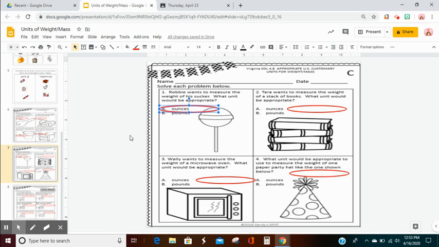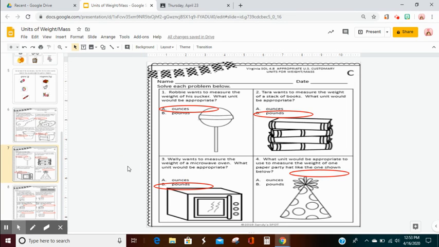Tara wants to measure the weight of a stack of books. What unit would be appropriate? So a stack of books, that's going to be on the heavier side, so we're going to choose pounds. Wally wants to measure the weight of a microwave oven. What unit would be appropriate? Again, that's going to be on the heavy side, so we want to choose pounds for that.